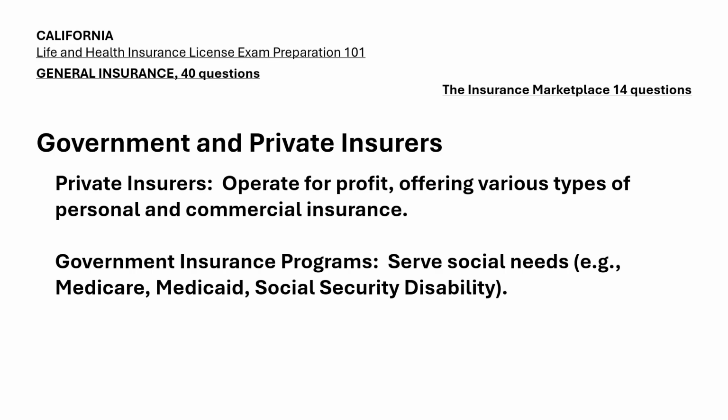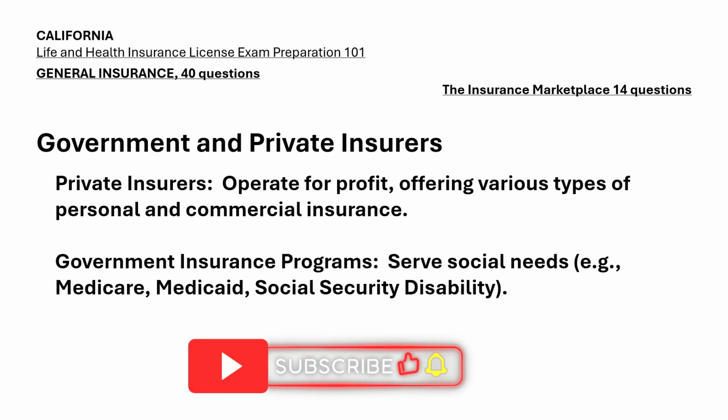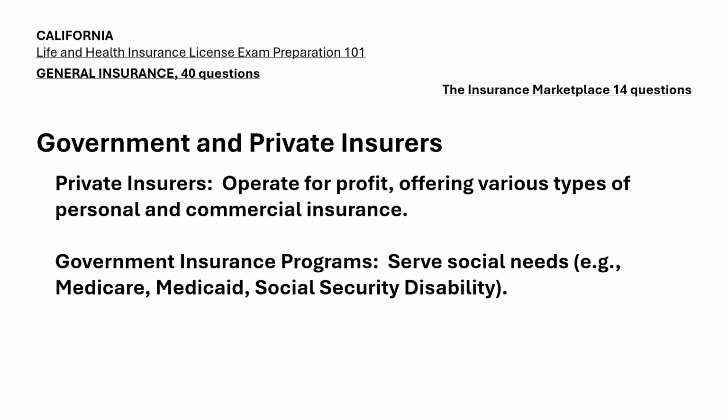Private insurers operate for profit, offering a wide range of insurance products like life, health, auto, and homeowners insurance. These companies are typically focused on protecting individuals and businesses against financial losses. On the other hand, government insurance programs are designed to meet specific social needs. Programs like Medicare, Medicaid, and Social Security Disability provide essential coverage to vulnerable populations, including the elderly, low-income individuals, and those with disabilities. Understanding the distinction between these types of insurers helps you guide your clients toward the appropriate coverage.